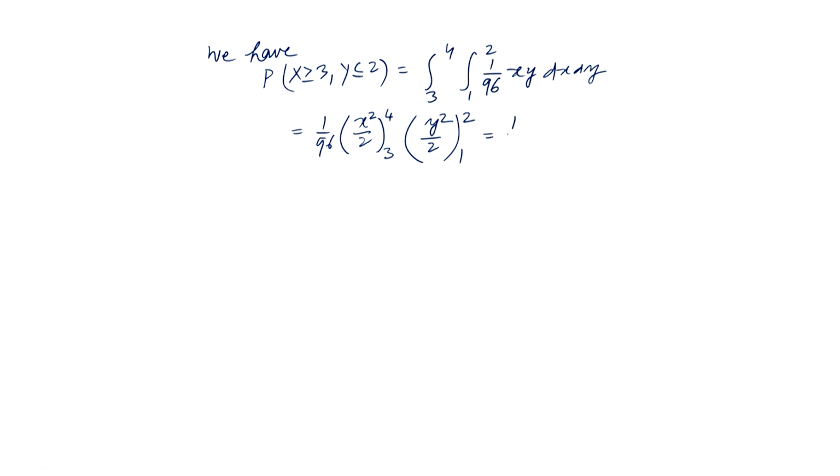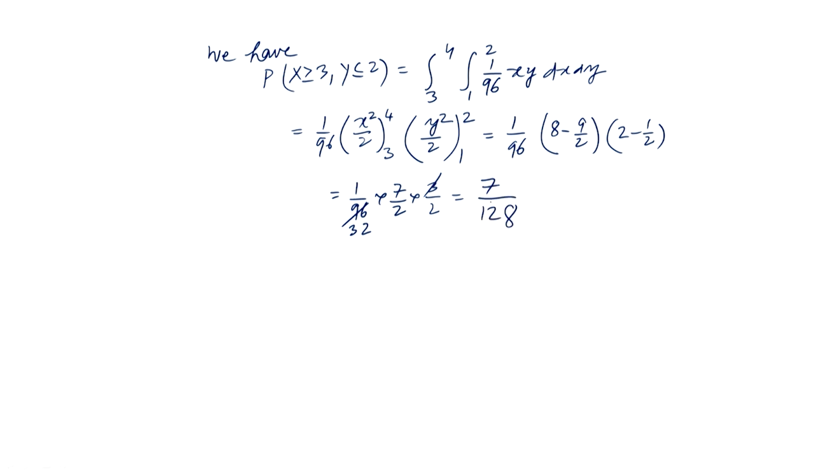So, this gives you 1 by 96, and we have here 16 by 2 means 8 minus 9 by 2, and we have here 4 by 2 means 2 minus 1 by 2. Okay. So, this is equal to 1 by 96, and then we have 16 minus 9, so 7 by 2, and we have here 3 by 2. Okay. So, 3 cancels with this, we get 3 2s are 6, so this is 7 by 128. Okay. So, this is the probability when x is greater than or equal to 3, y is less than or equal to 2.